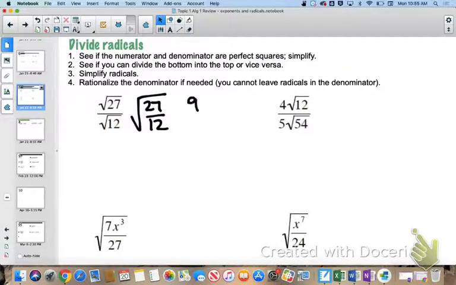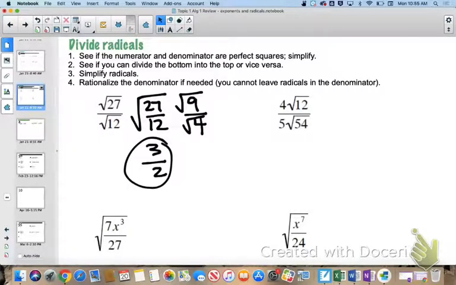27 divided by 3 is 9. 12 divided by 3 is 4. Then we can split them back up, right? The square root of 9 is 3. The square root of 4 is 2. So that's all. Okay. With the next one, 4/5 on the outside does not reduce, so that's going to stay 4/5.